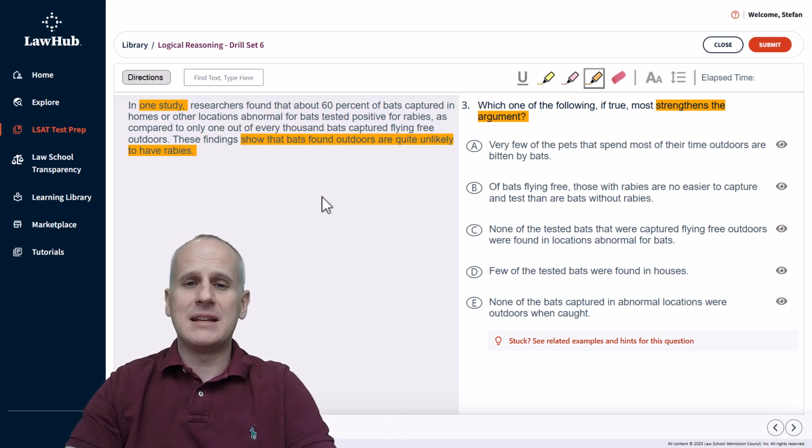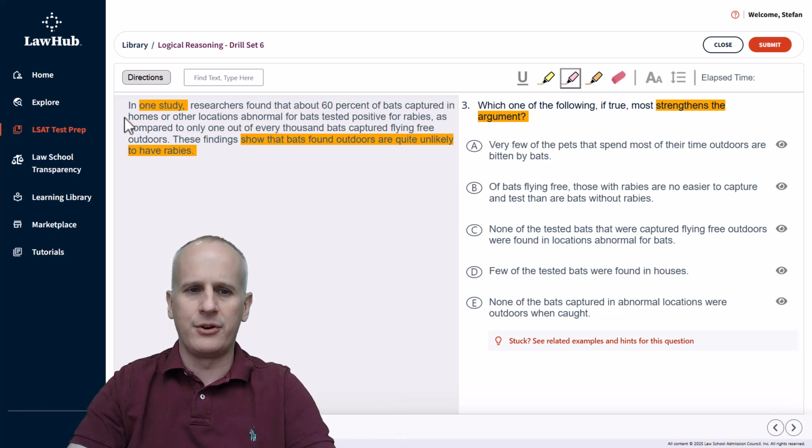Now, there is a very, very subtle term shift. And if you recognize a term shift in a given argument, you can actually switch your highlight color to focus on what that term shift is. So the study explicitly says that researchers found that about 60% of bats captured in homes or other locations abnormal for bats tested positive for rabies. And then that is being compared to only 1 out of every 1,000 bats captured flying free outdoors.